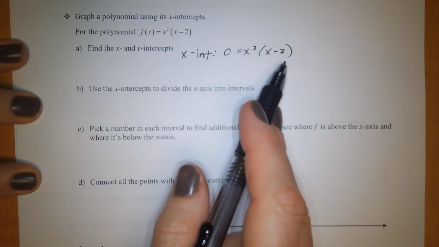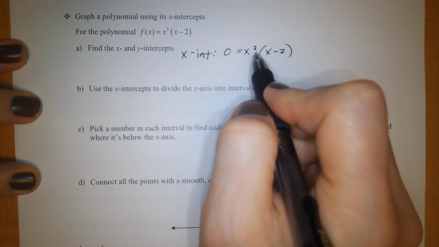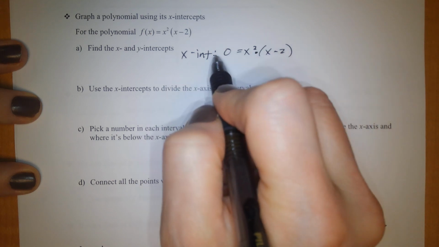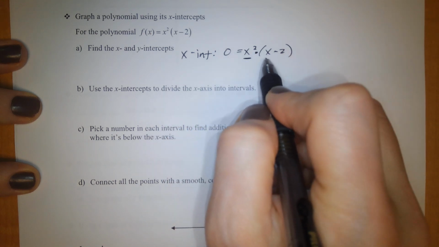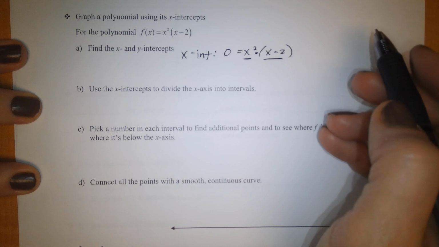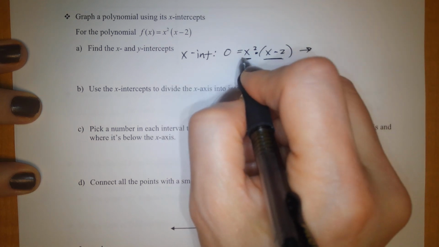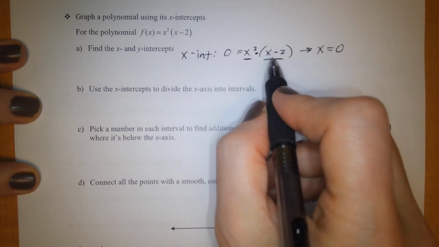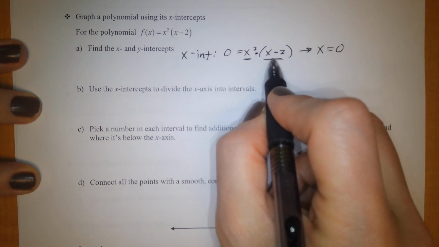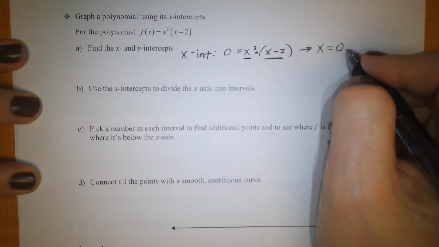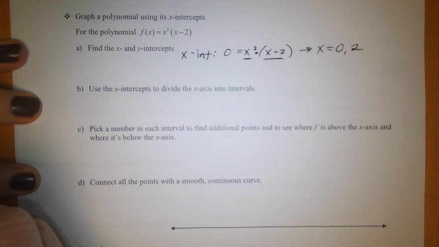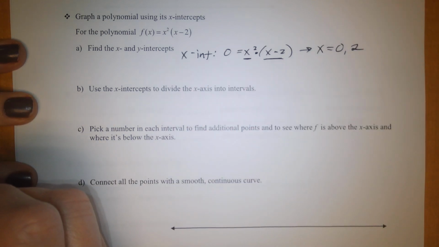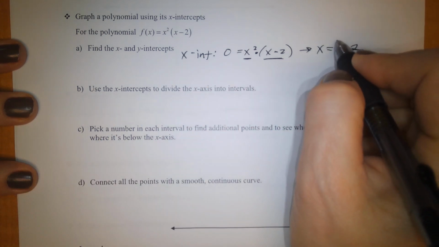Using the zero product property, when two things multiply to each other equals 0, that means either the first part or the second part must be 0. If the first part is equal to 0, that means x is simply just 0. If the second part is 0, that means x must be 2. So I have two x-intercepts, one at 0 and one at 2.